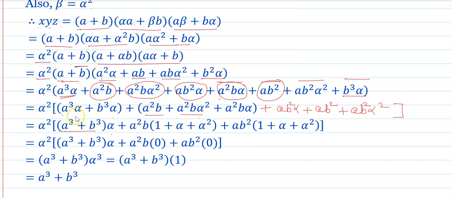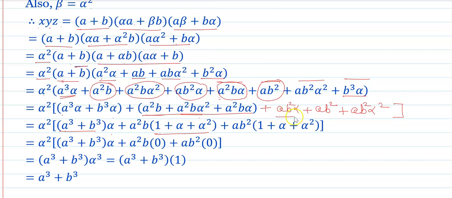Now from these two terms, we'll take alpha as common, then in the bracket you will get a cube plus b cube, into alpha. And from this term, take a square b as common, then in the bracket you will get 1 plus alpha plus alpha square. Okay.